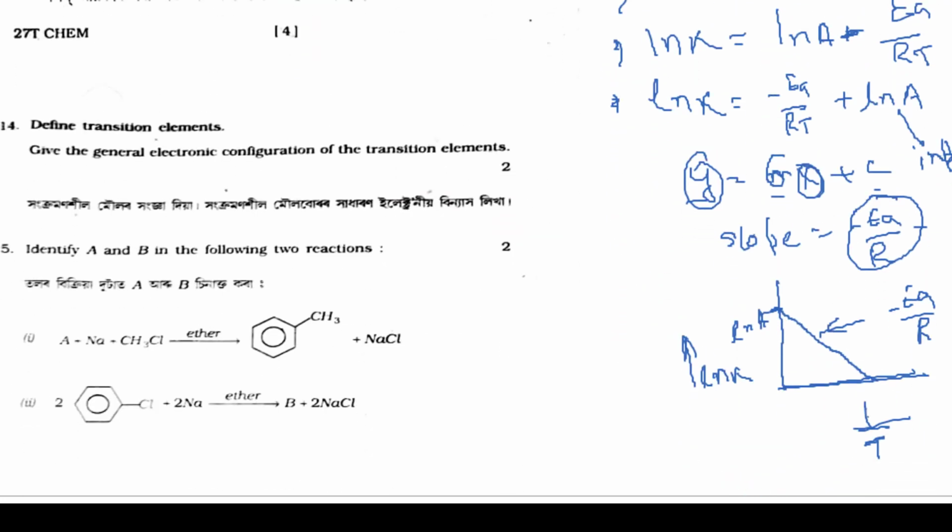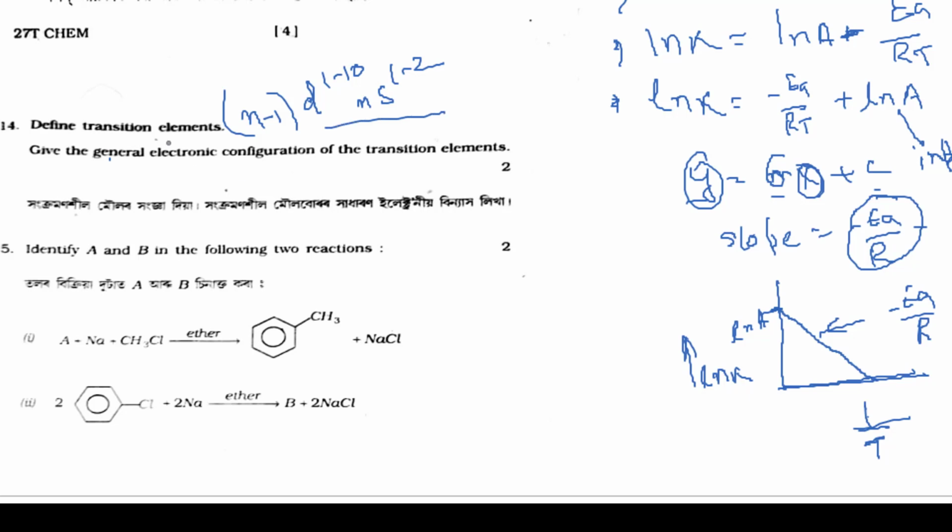Now, define transition metal. Basically d-block elements are known as transition elements. The basic configuration is (n-1)d1 to d10 ns1 to 2.